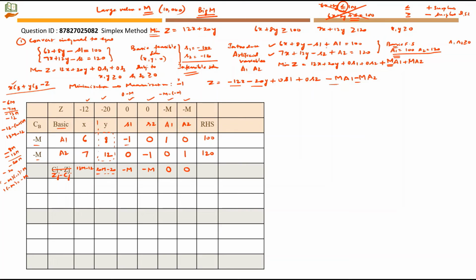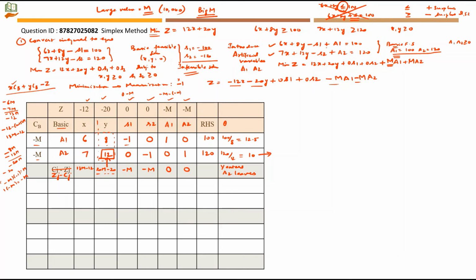Now we have to find the ratio here. 100 divided by the particular value 8, and here it is 120 divided by 12. 100 divided by 8 is 12.5, and 120 by 12, this will give 10. So which is minimum here? Of course 10 is minimum. So this will be the leaving variable and this will be the entering variable. The intersection will be the pivot element 12. Y enters and A2 leaves.